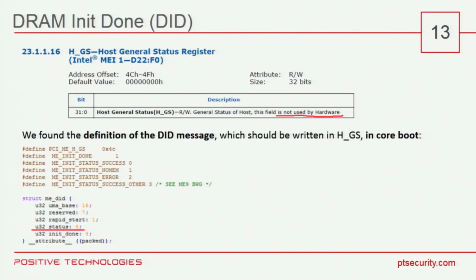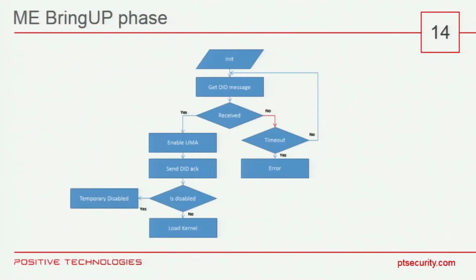If we put failure there, management engine will not be working physically. Its static memory is very small. We only need it when the host is disabled and it has limited functionality. So it's interesting that in the official Intel documentation they state that that's a general status of host, and that this field is not used by hardware, but in actual fact it is used.